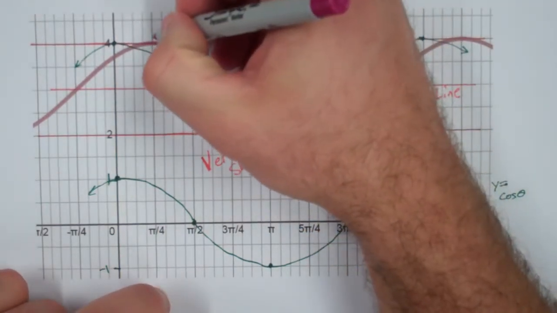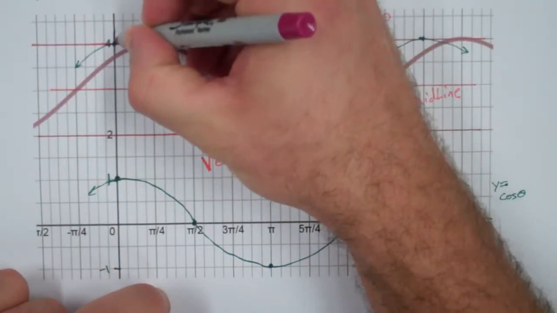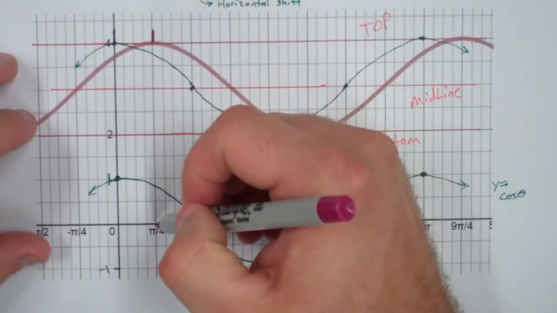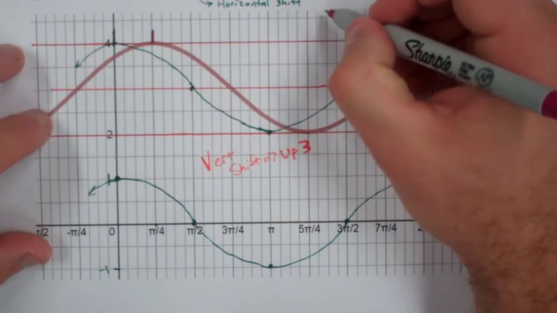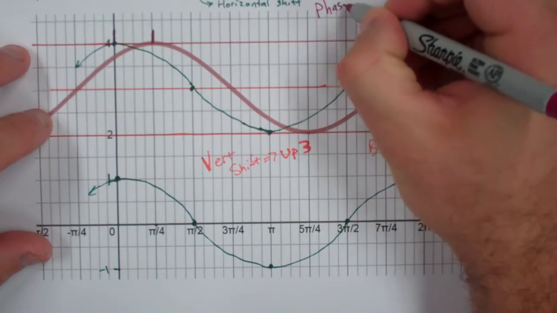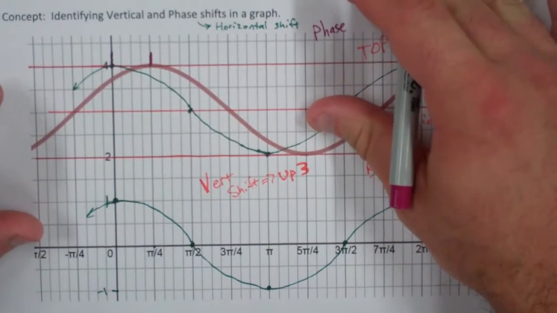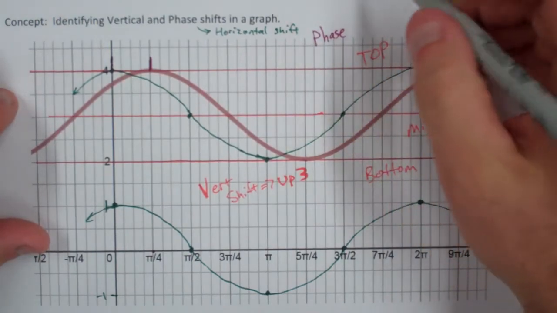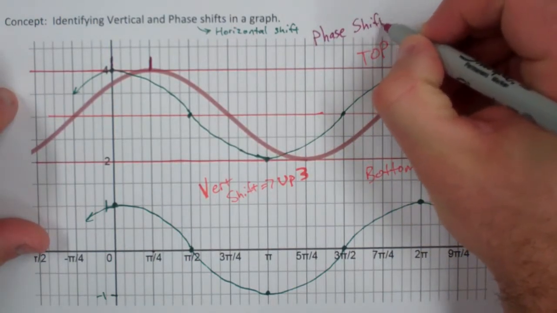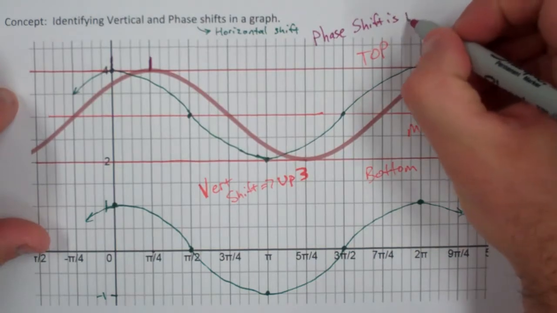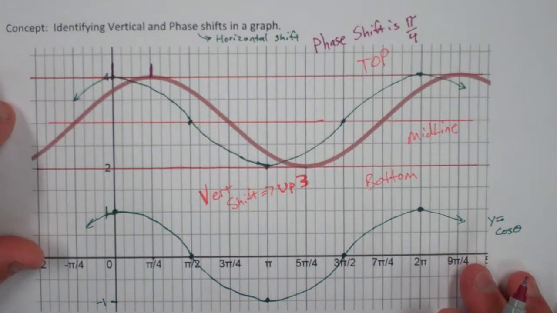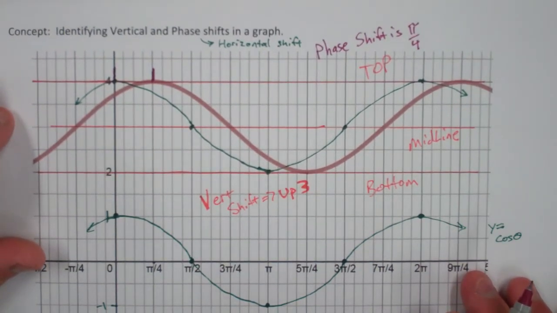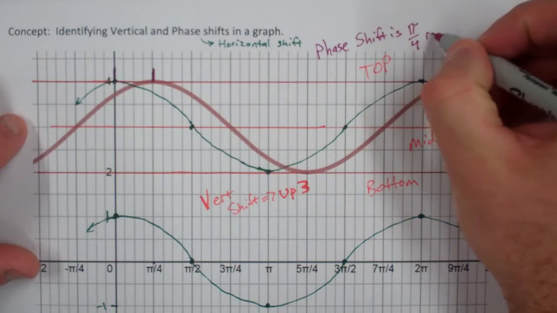So if we take a look at this distance right here, this distance is pi over 4. You'll note from 0 to pi over 4 is pi over 4. So we can say that the phase shift is pi over 4. I'll move it down again just a little bit. There you go. Phase shift is pi over 4 right.